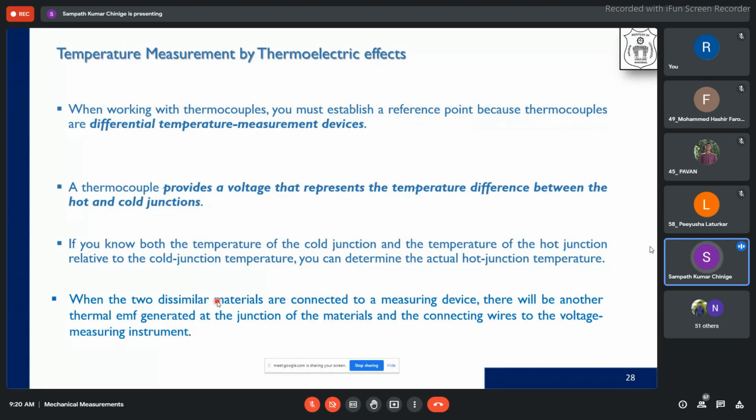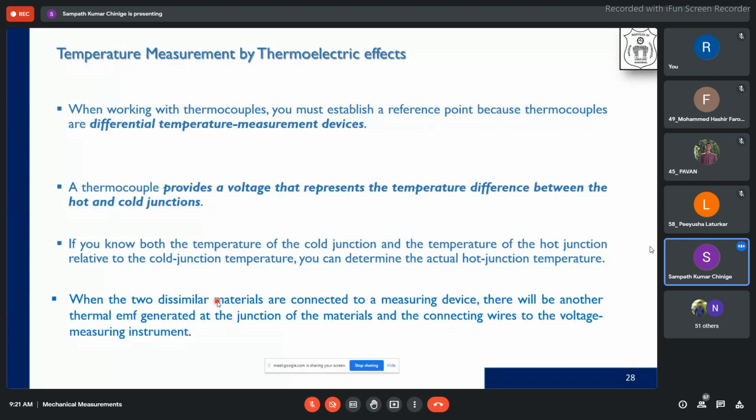Again, a thermocouple provides a voltage which represents the temperature difference between the hot and the cold junction. What is the voltage difference representing? It represents the difference between the hot and cold junctions. So if you know the temperature of the cold junction and the temperature of the hot junction relative to the cold junction, you can determine the actual hot junction temperature. This is the same redundant statement.